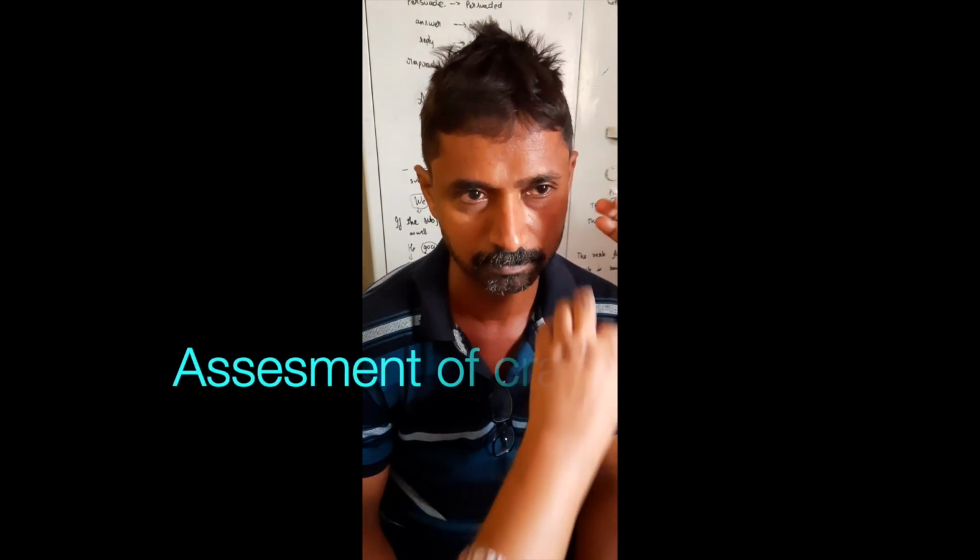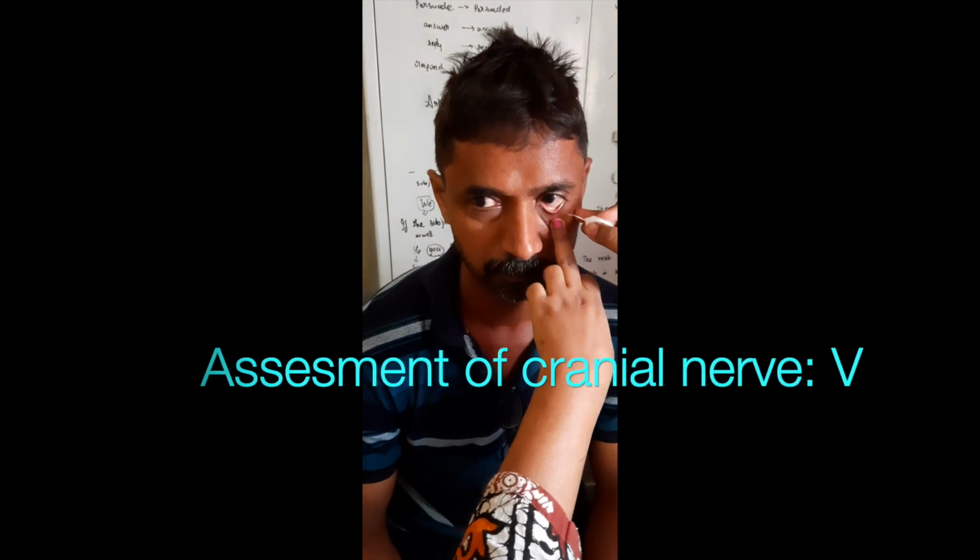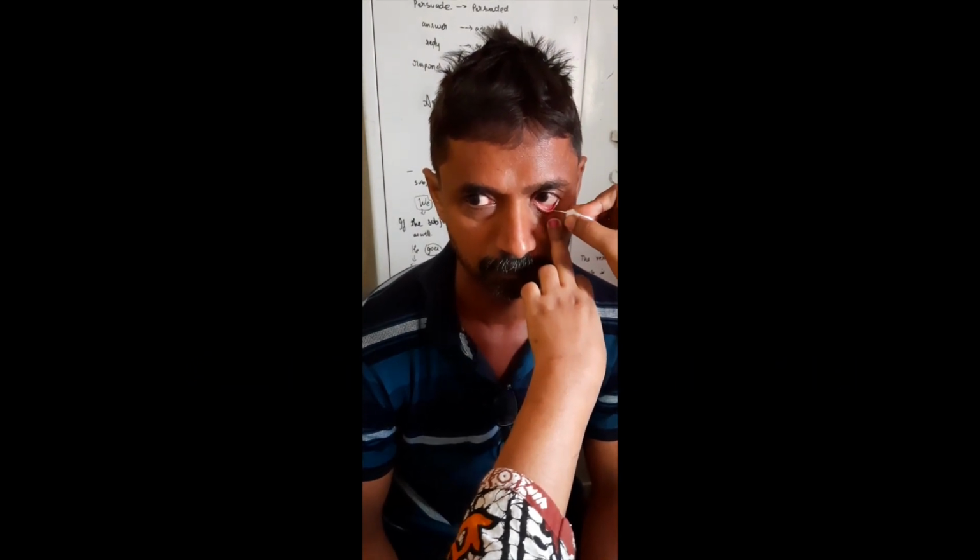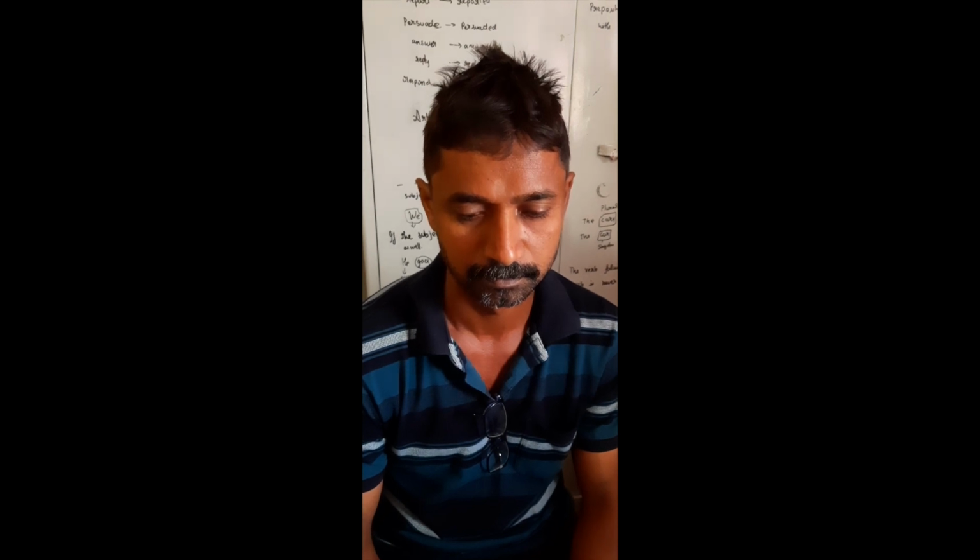And next, I am going to use a viscose cotton. I am going to touch the patient's conjunctiva and check the response of the patient. Okay, pull the lower lid and just touch it. So the patient has a blinking reflex. When you touch using a viscose cotton, the patient has a blinking reflex.